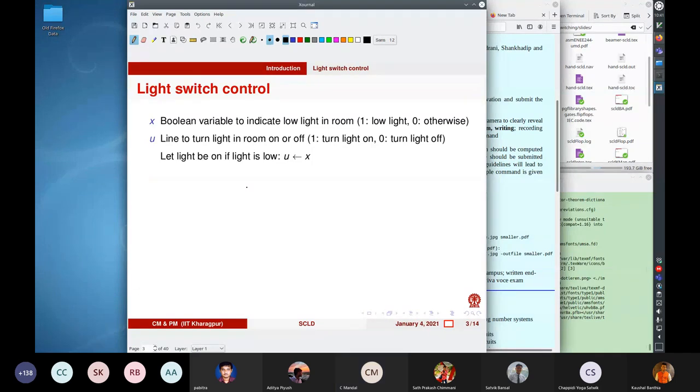So we would like the light to be on if there is low light, right? Now just see, the assignment of x to U should do that, because x is 1 if the light is low, that is the convention that we have chosen, and if you assign x to U, you should get the light on if there is low light.